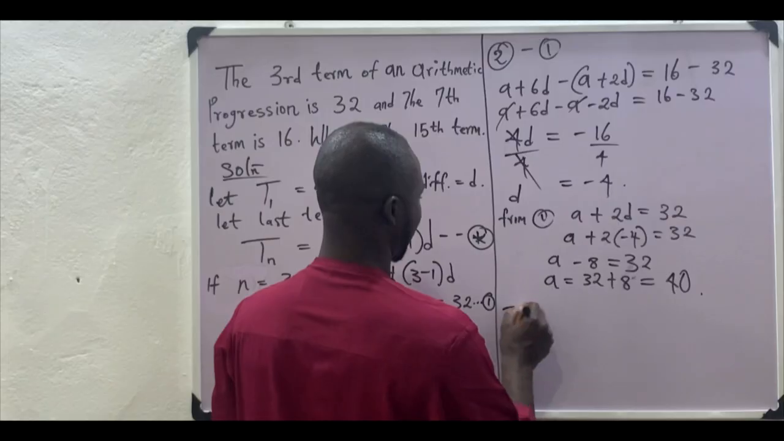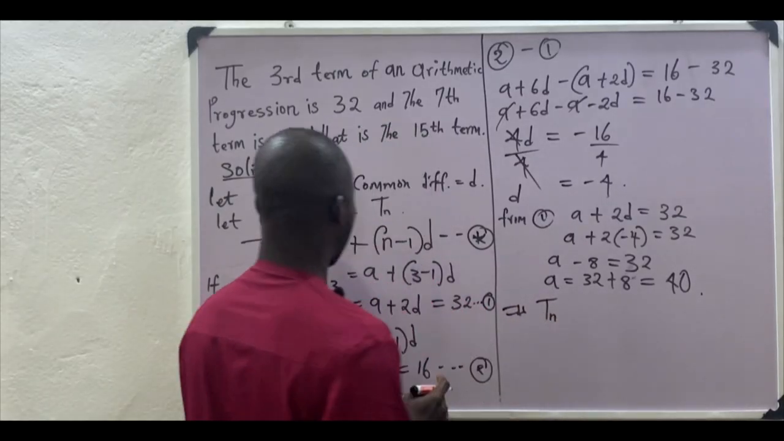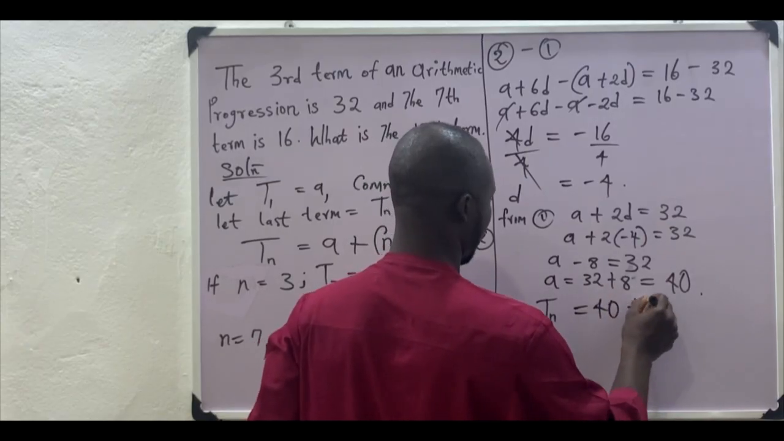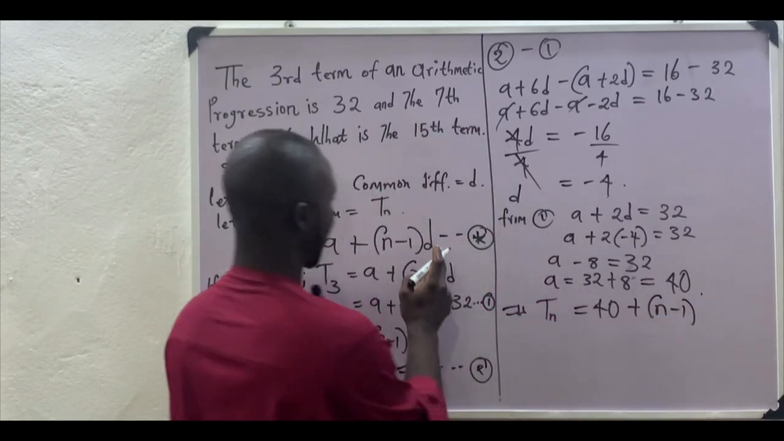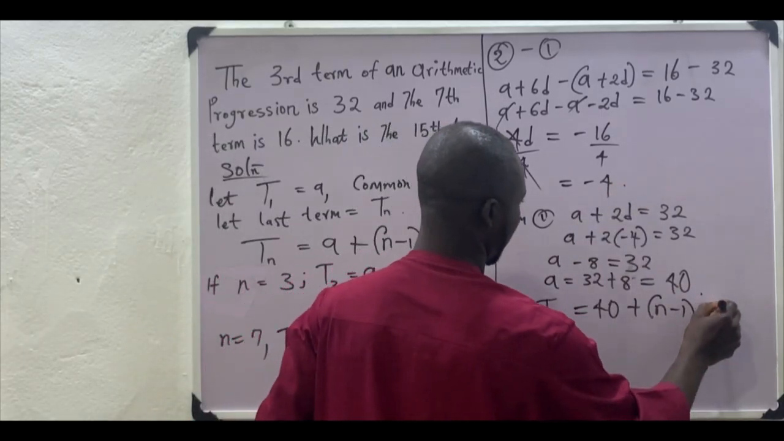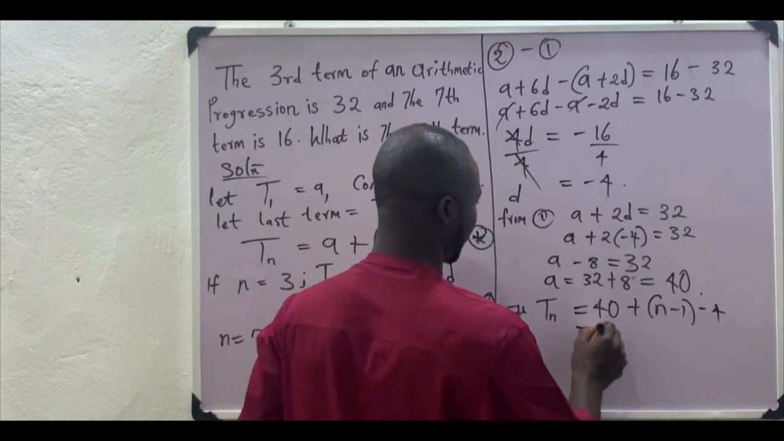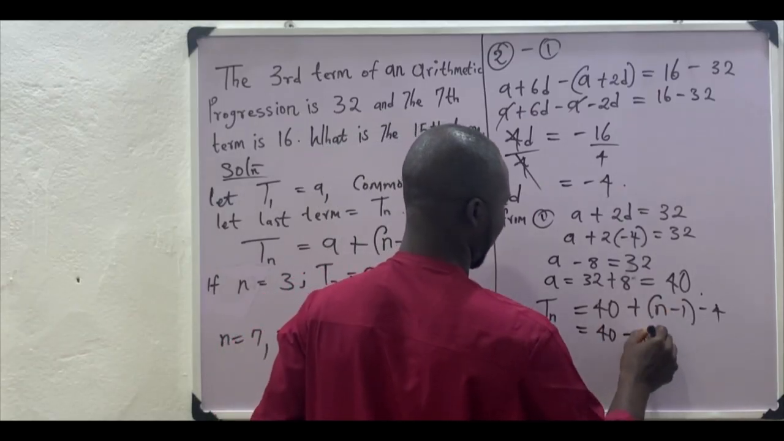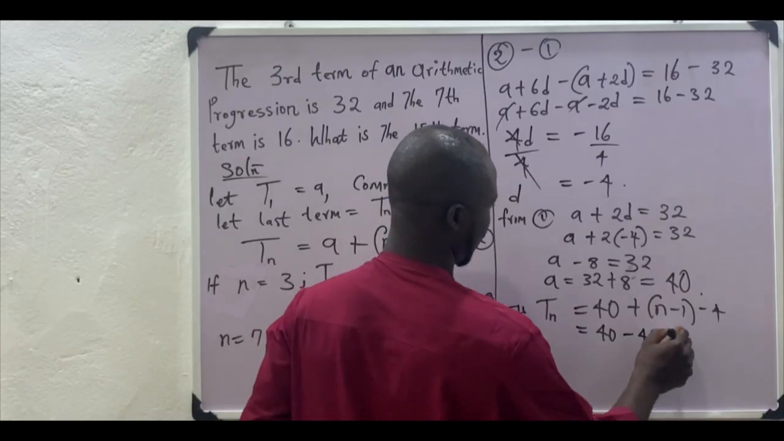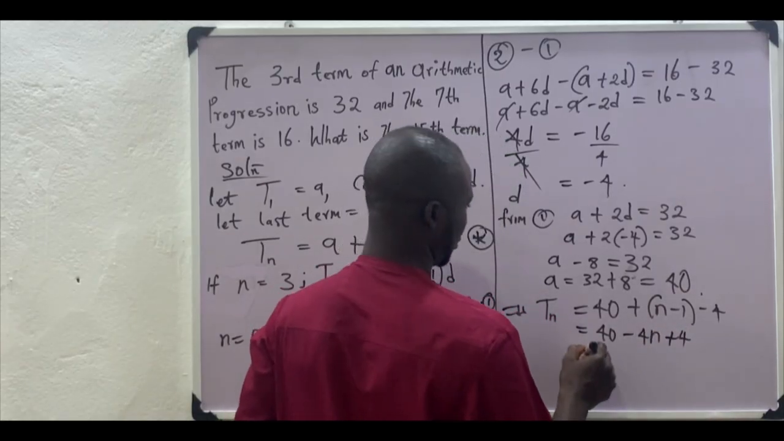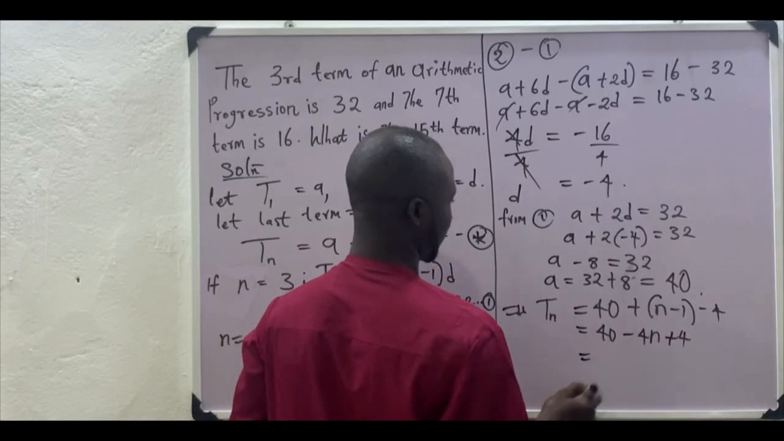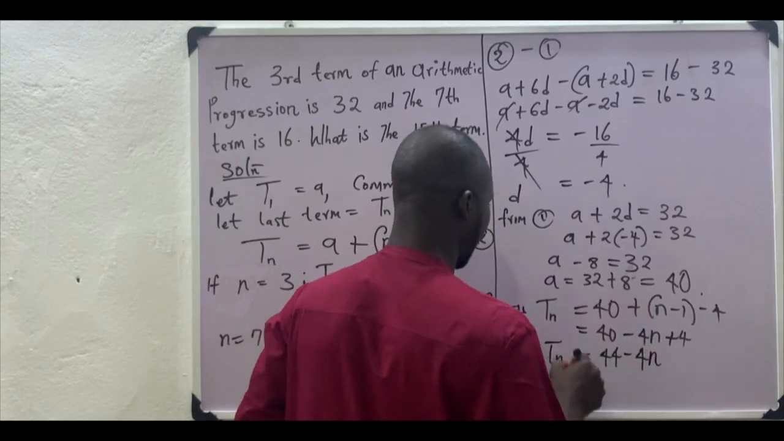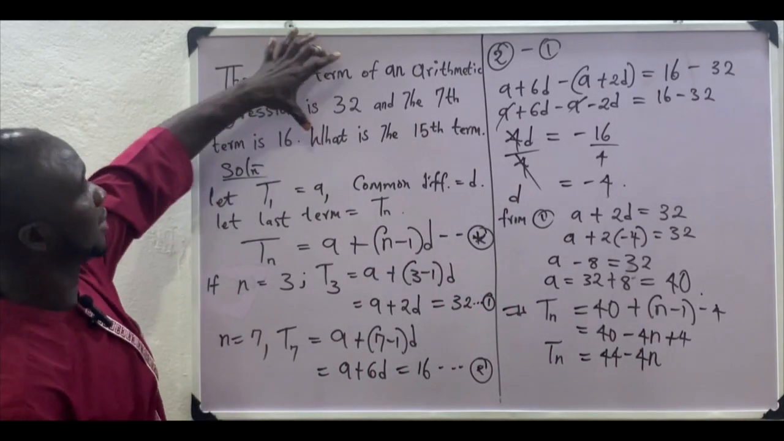So this will imply that our general term Tn will be a, which is 40, plus n minus 1 times our d, which is minus 4. So we then have 40 minus 4 times n, this will give us minus 4n, then minus 4 times minus 1 will give us plus 4. So 40 plus 4 will give us 44 minus 4n. So this is our general term of this given sequence.